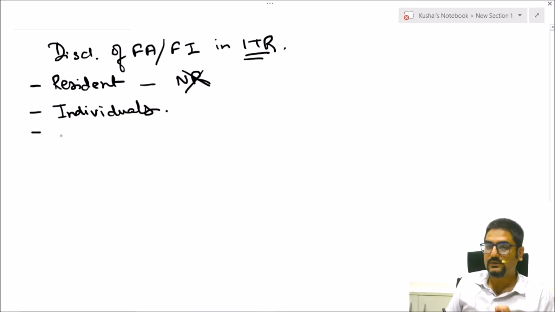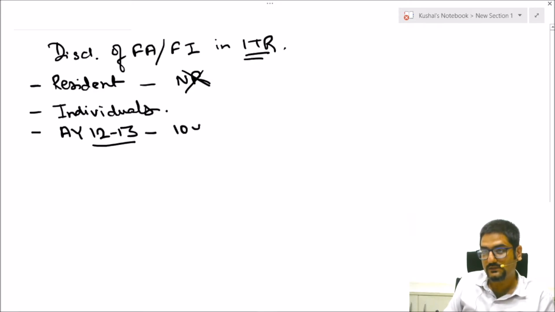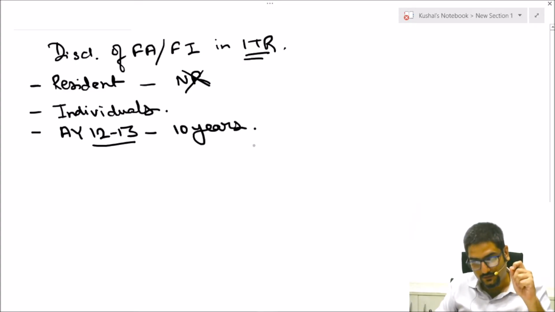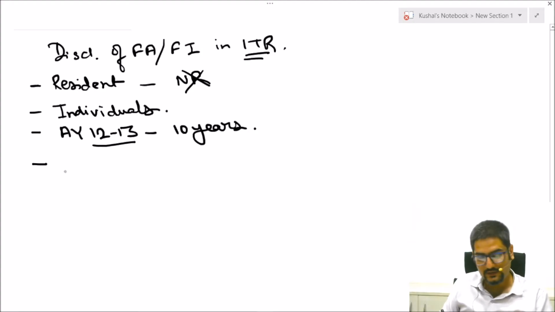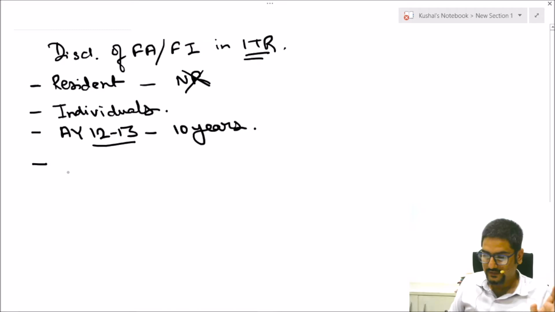So since when is it applicable? See, it is applicable from assessment year 2012-13, which means it's been almost 10 years that it has been there in the income tax returns, right? So it is applicable since assessment year 2012-13, applicable on individual Indian residents, and not applicable on non-residents. I already shared this, right?